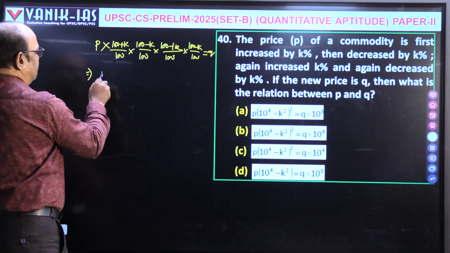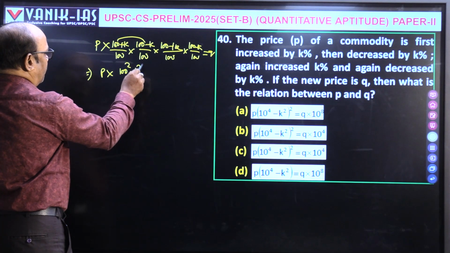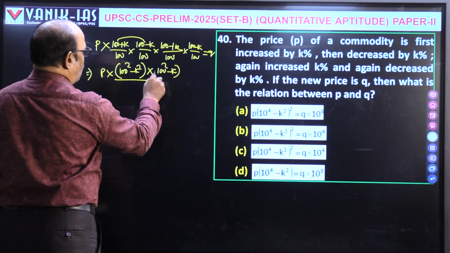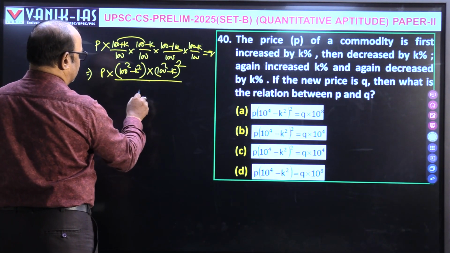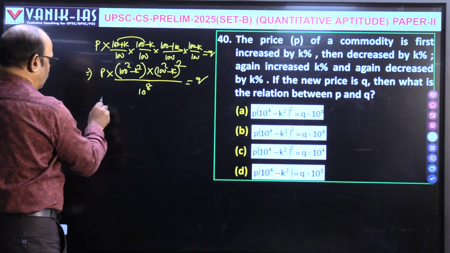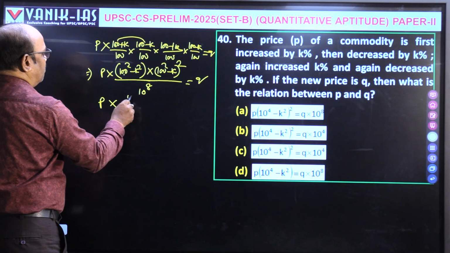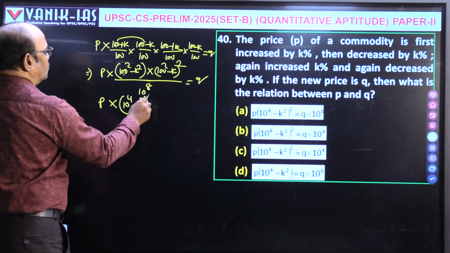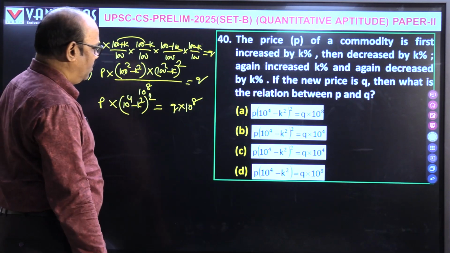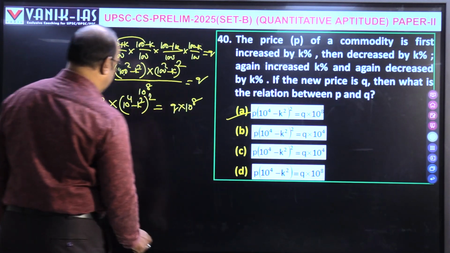After multiplying P by these, using A square minus B square, we get 100 square minus K square by 100 square, into again 100 square minus K square by 100 square, and below it is 10 to the power 8. It is equal to Q. So I can write P into 10 to the power 4 minus K square, whole square, equals Q into 10 to the power 8. So this is the right answer: P into 10 to the power 4 minus K square whole square equals Q into 10 to the power 8, option A. The first option is the answer.